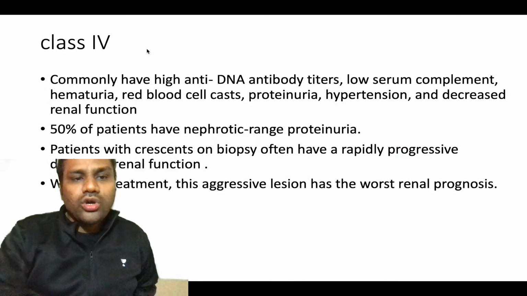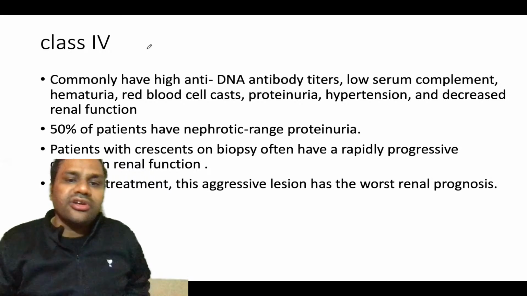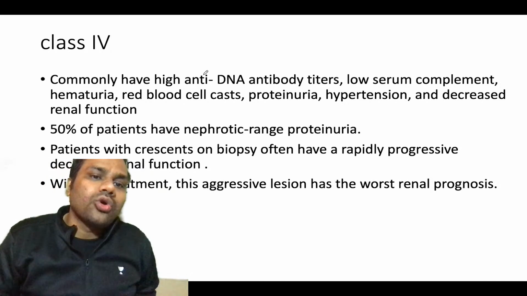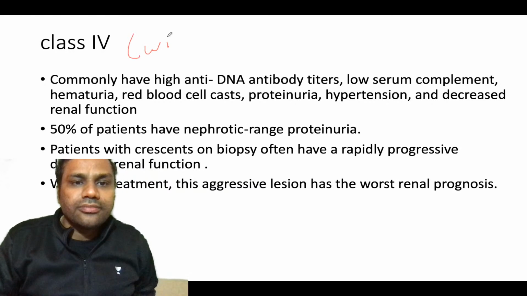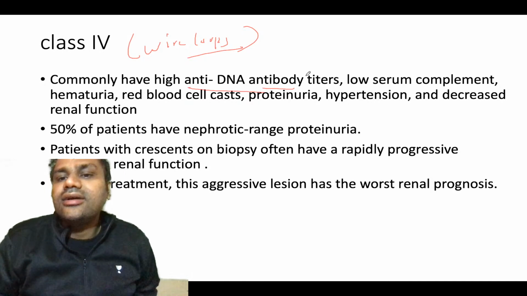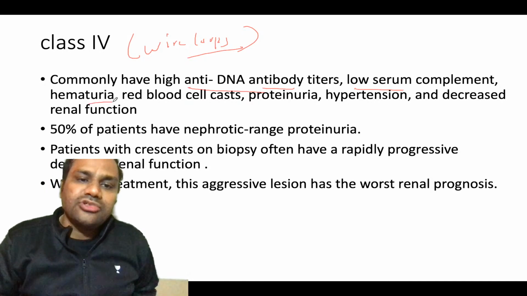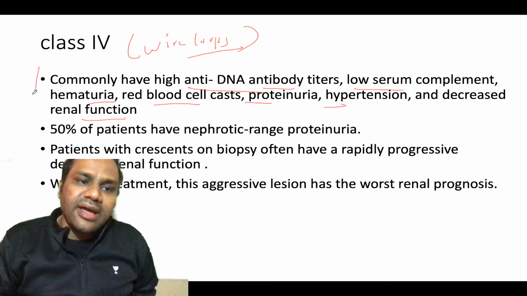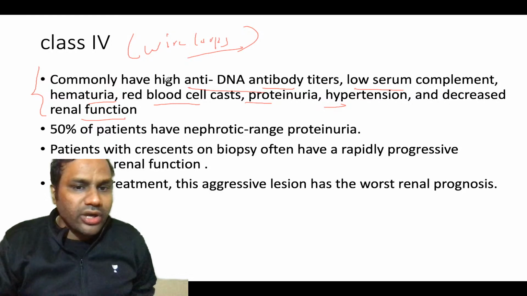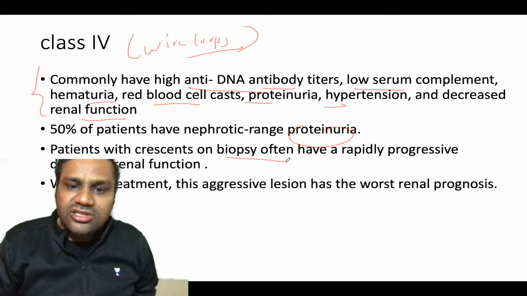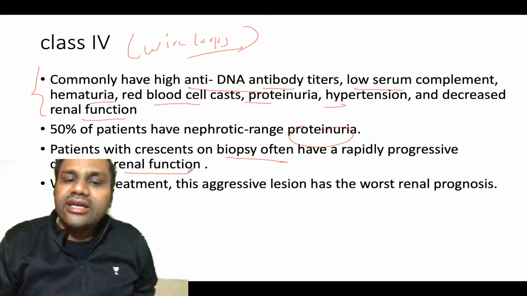Then you have class 4 lesions. What you need to know about class 4 is that wire loops are seen in class 4. There is commonly a very high anti-DNA antibody titer, low serum complement, hematuria, red blood cell casts, proteinuria, hypertension, and decreased renal function. These are the major features you see in class 4. Patients with crescents on biopsy have rapidly progressive decline in renal function.